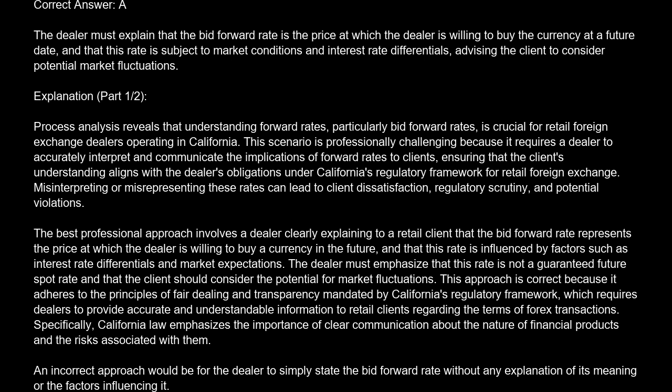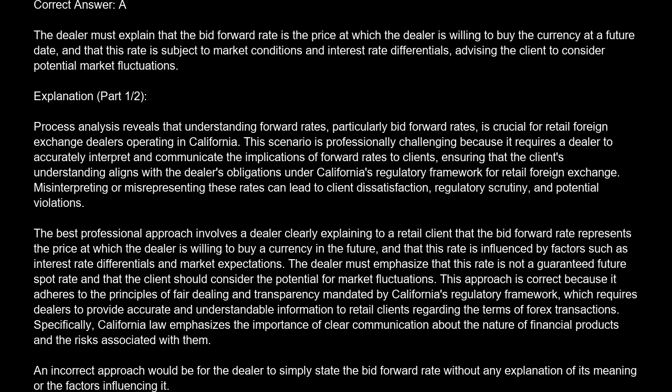This approach is correct because it adheres to the principles of fair dealing and transparency mandated by California's regulatory framework, which requires dealers to provide accurate and understandable information to retail clients regarding the terms of Forex transactions. Specifically, California law emphasizes the importance of clear communication about the nature of financial products and the risks associated with them.